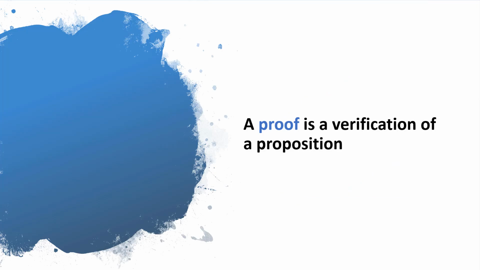So let's talk about proof. A proof is a verification of a proposition. In the context of this course, a proof is a validation of a proposition. A proposition is a statement that is either true or false. How to prove something? We'll use solid axioms to prove something. Once proved, there's no doubt that the statement is true or false.